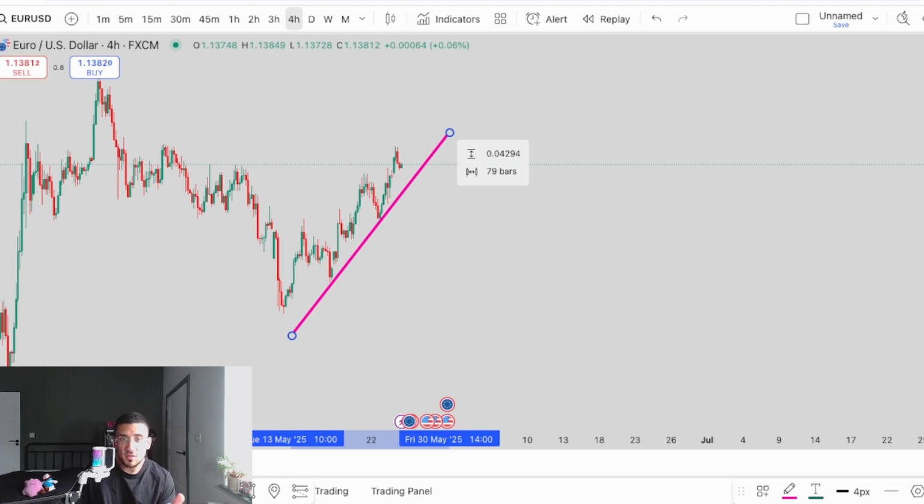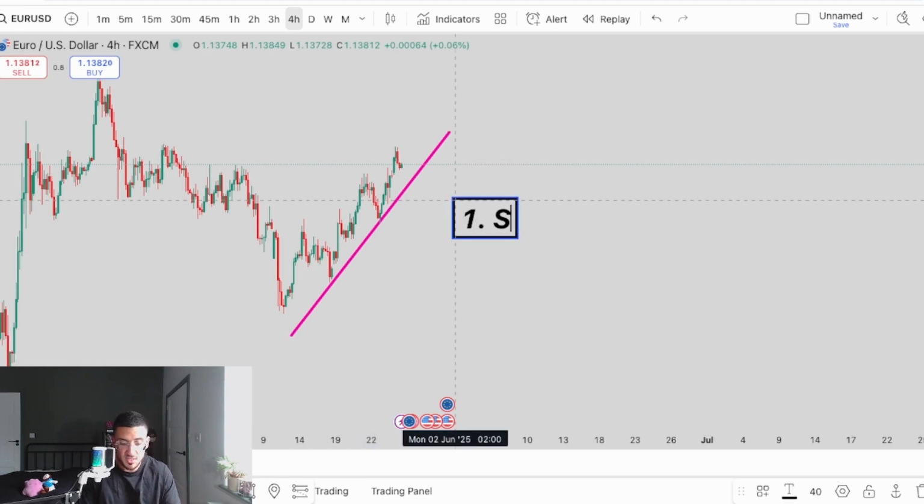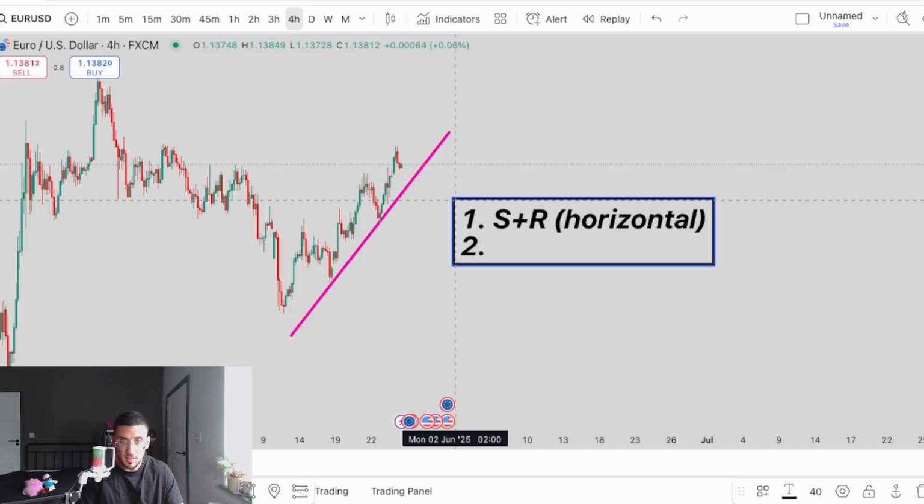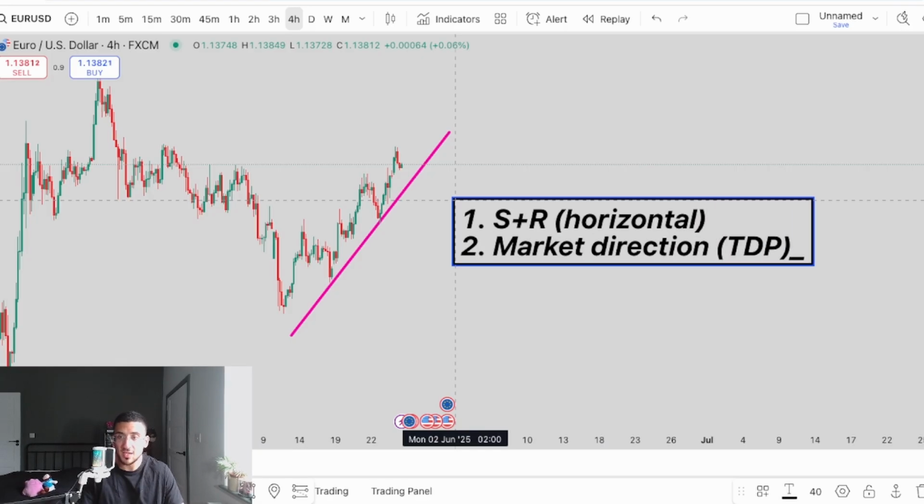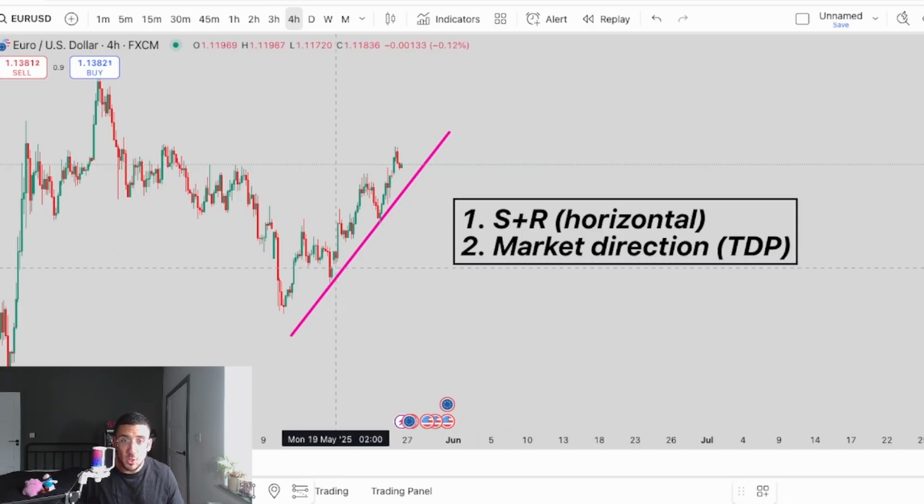But the two things you're going to be focusing on are support and resistance. Okay. You're going to be using horizontal. And then market direction, I just told you, TDP. So your trend lines are simply going to be like a very rough guide. I really wouldn't recommend you using diagonal support and resistance. Don't believe what people are saying. If you get 3 touches, oh, boom, you've got 1, 2, 3 touches, bang, price reacts. I don't know, bro. I just think that's a load of nonsense.